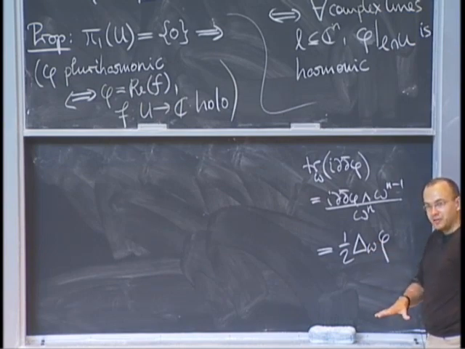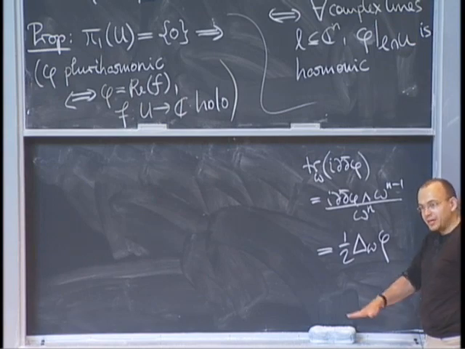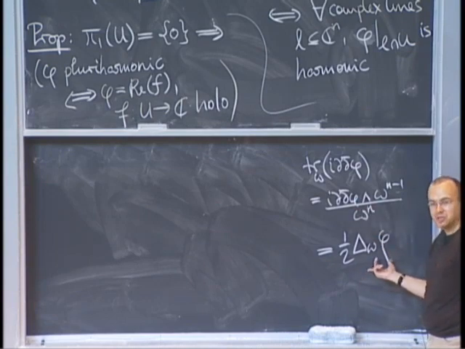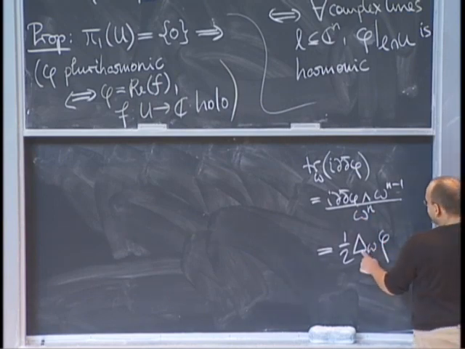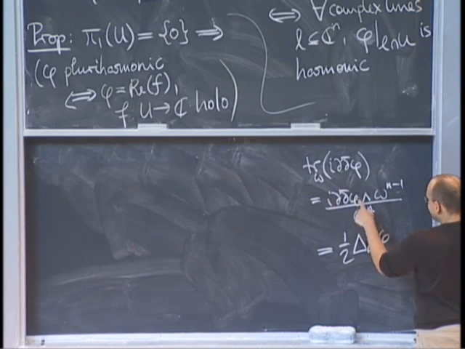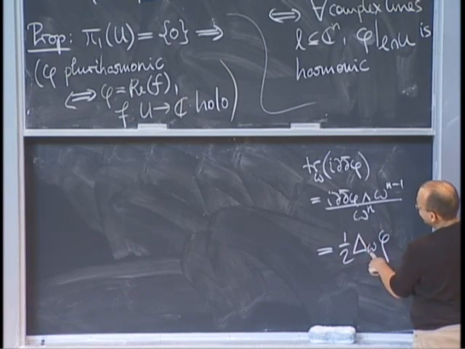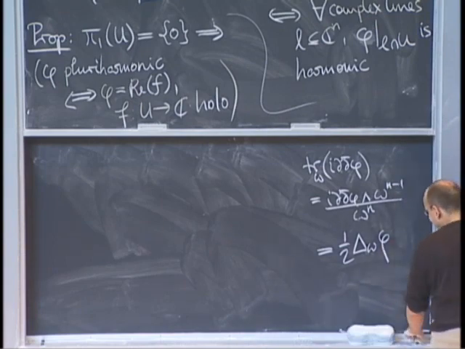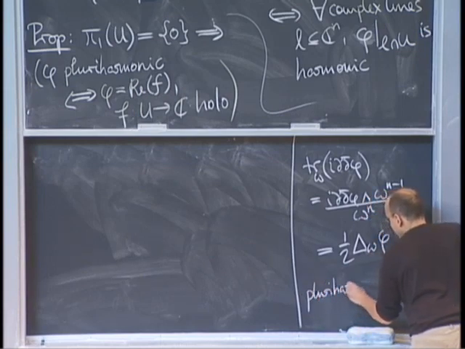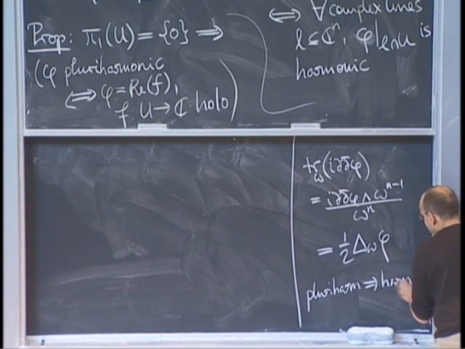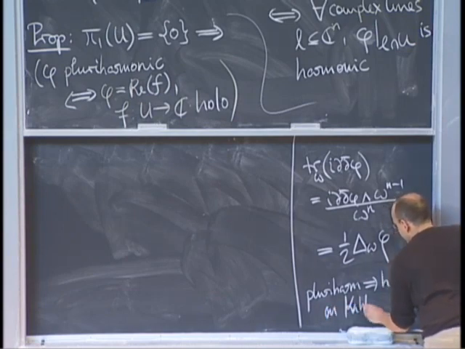Right, so pluriharmonic is a definition that only depends on the complex structure. Harmonic is a definition that depends on the metric, but if your metric is actually Kähler with respect to the complex structure, then pluriharmonic implies harmonic by this argument. For this you need to know a little bit. The most convenient way of seeing this is to use another equivalent characterization of Kähler metrics that I didn't write down. So this means that pluriharmonic implies harmonic in Kähler manifolds.